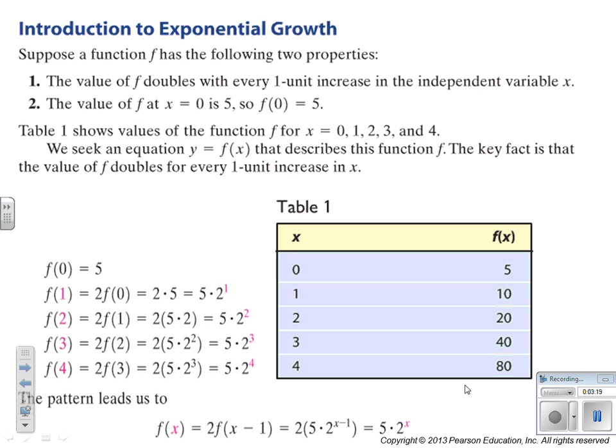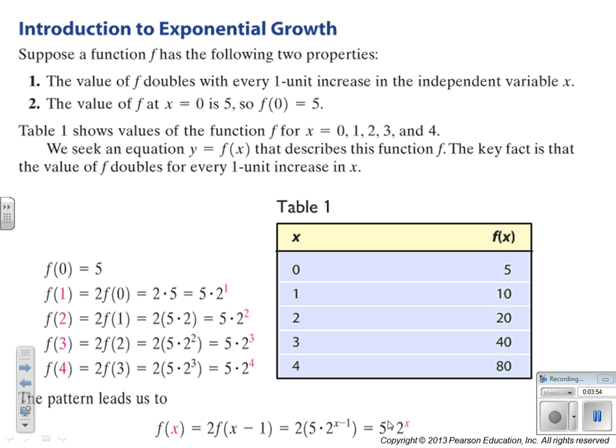Tons of stuff in the real world is modeled using exponential functions, like exponential growth. We have a function that doubles with every 1 unit of increase. So the value of f when x is equal to 0 is 5. So we start with 5 and we're going to double it each time. So we get 5, 10, 20, 40, 80, 160.